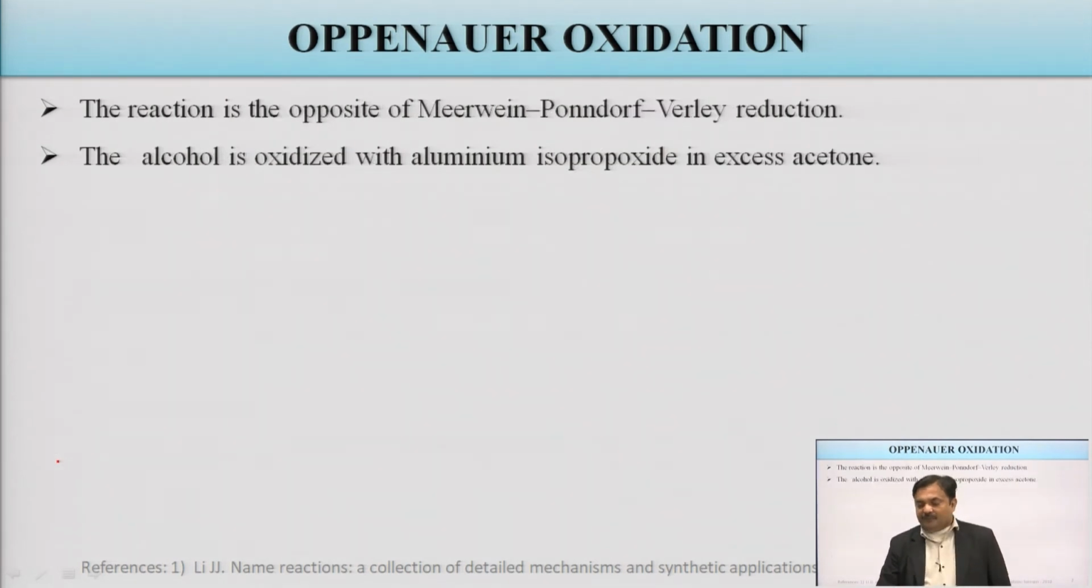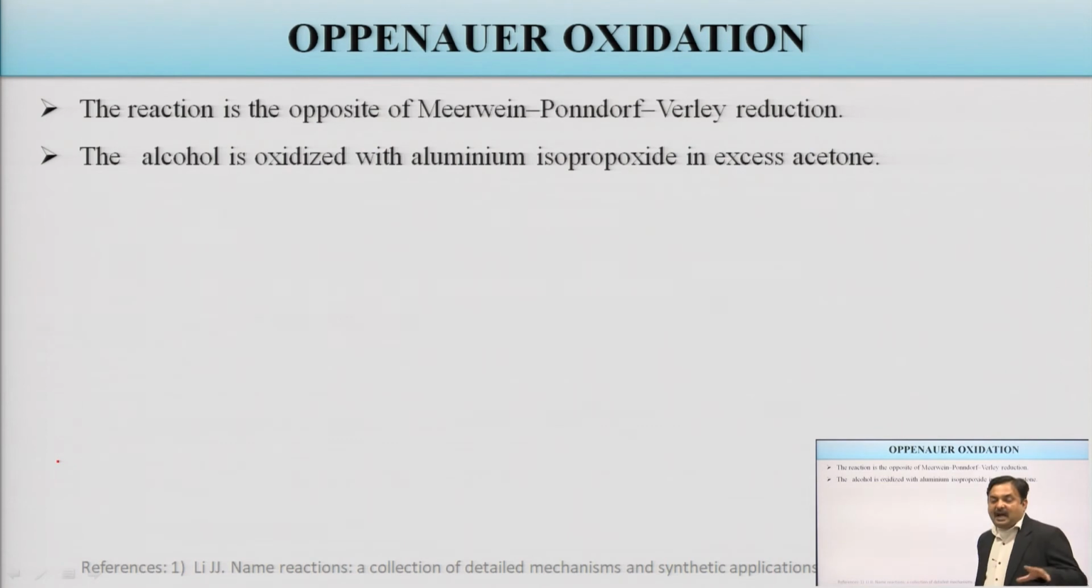As I told you, this is just the opposite of the MPV reduction, that is Meerwein-Ponndorf-Verley reduction, where we go for the conversion of ketone into secondary alcohol. In the Meerwein-Ponndorf-Verley reaction, we use ketone as a substrate and that ketone is converted into secondary alcohol. Here, we are converting secondary alcohol into ketone. So, they are just opposite to each other and most of the time both reactions are in equilibrium. The alcohol is oxidized with aluminum isopropoxide in excess acetone.